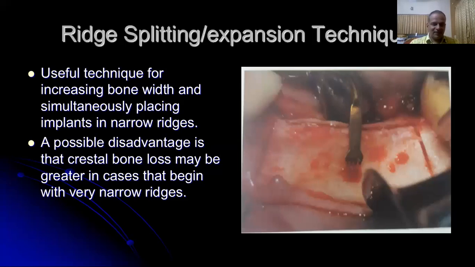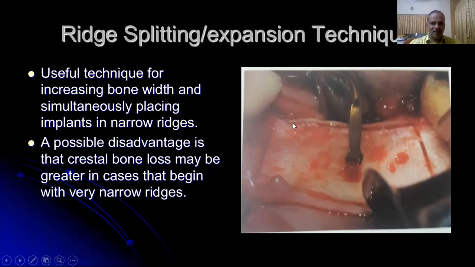Briefly, next I'll explain the ridge splitting or ridge expansion technique. Ridge splitting is a useful technique for increasing the bone width and simultaneously placing implants in narrow ridges. A possible disadvantage is that crestal bone loss may be greater in cases that begin with very narrow ridges. The minimum bone width required for the ridge splitting technique is about 3 to 4 millimeters, so that 1 to 1.5 to 2 millimeters of bone remains on the buccal as well as the lingual side after splitting the bone in the crestal area.